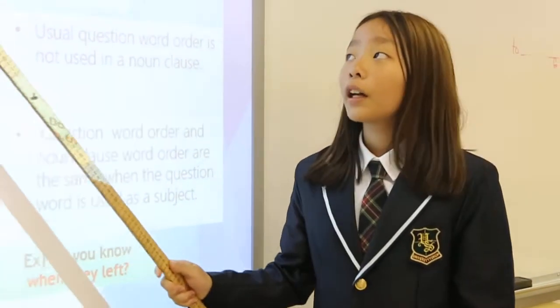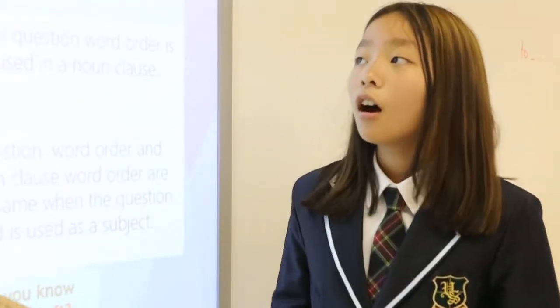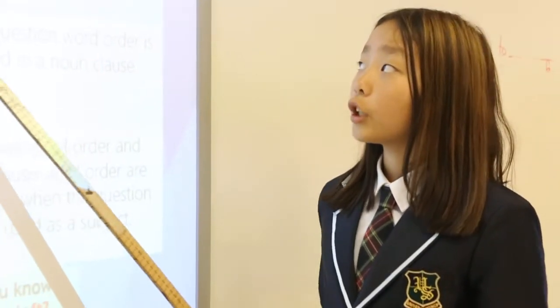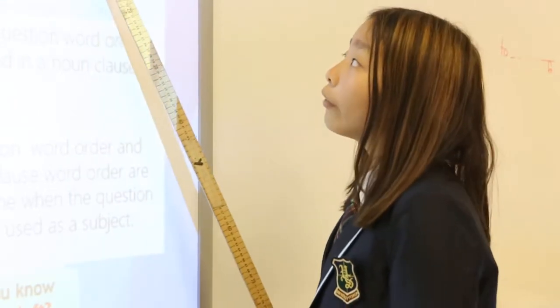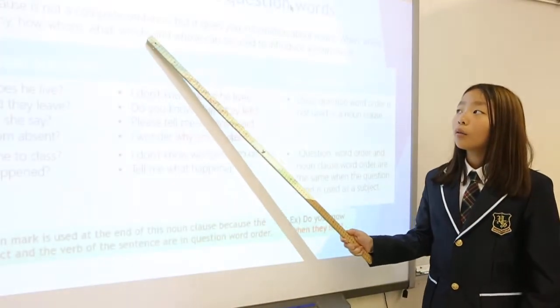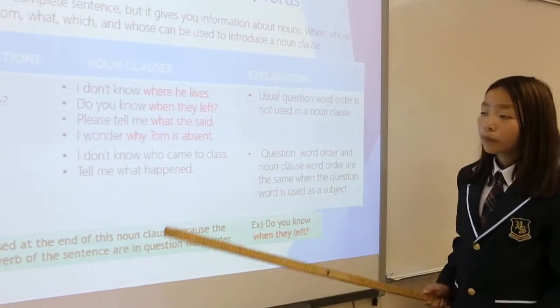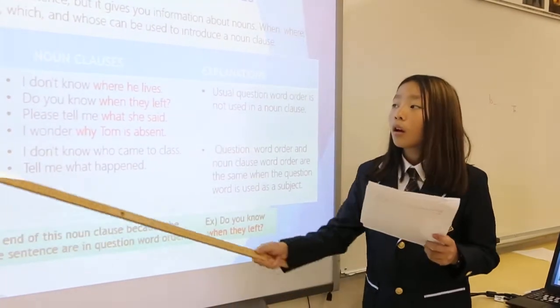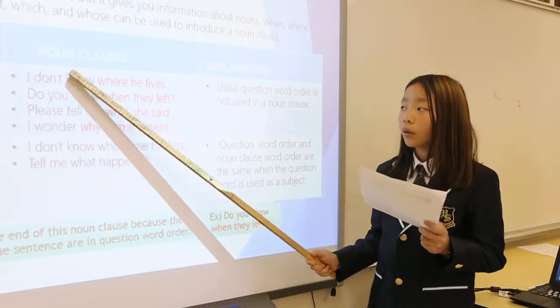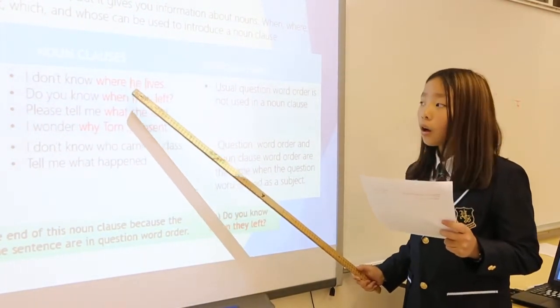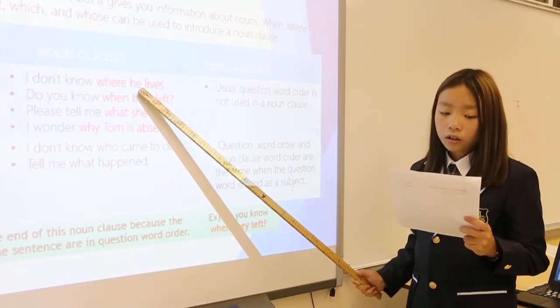Noun clauses that begin with question words. A noun clause is not a complete sentence, but it gives you information about nouns. When, where, why, how, whom, what, which, and whose can be used to introduce a noun clause. For example, where does he live? I don't know where he lives. Where he lives is the noun clause.